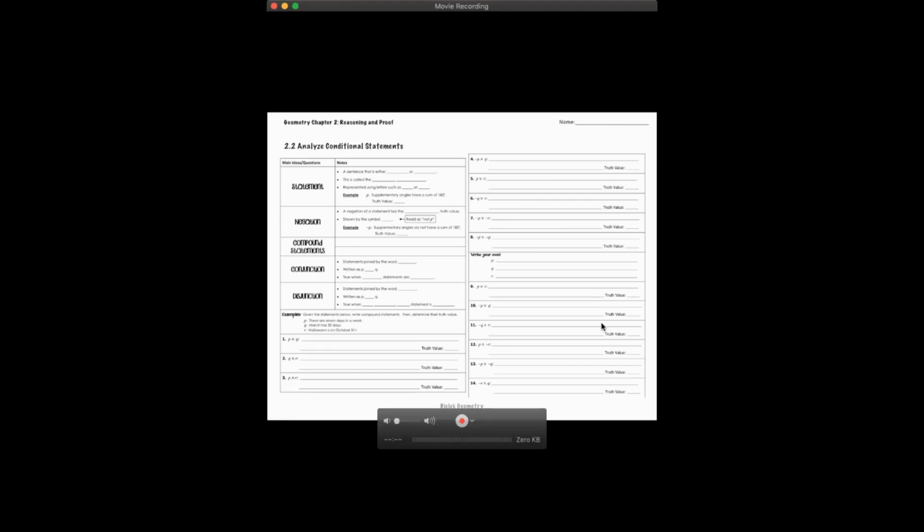Welcome back. We're now on section 2.2, so we're going to look at analyzing conditional statements. So a statement is a sentence that is either true or false. That is called the truth value. So it's represented by letters P or Q.